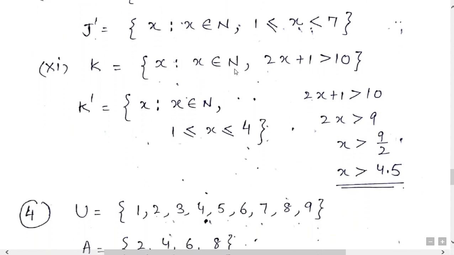x belongs to natural numbers and 2x plus 1 is greater than 10. Calculate this. x is greater than 4.5. It means the complement of the set is 1 to 4, that is 1, 2, 3, 4. 1 less than or equal to x less than or equal to 4.